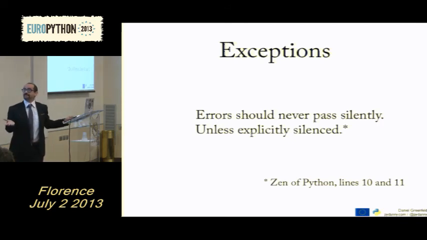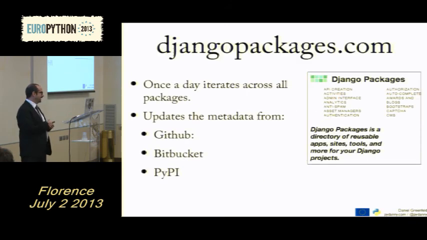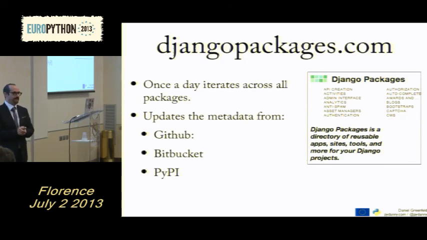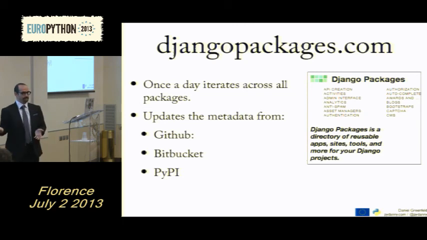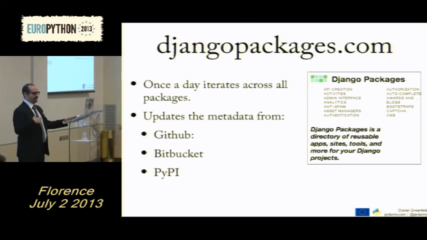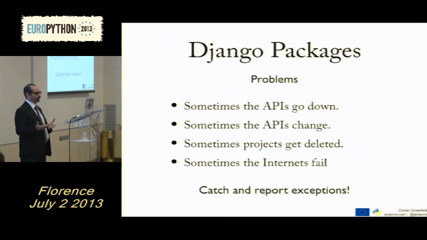So in Python, this is the Zen of Python statement about it. We shouldn't ever have silent exceptions unless we explicitly silence them. And I'm going to bring up a project that I maintain with Audrey called Django Packages. It's an adjunct to the Python Package Index, but for Django. It's a big catalog and index of all the Django packages that people have entered. And it hits GitHub, Bitbucket, the Python Package Index, and gives you metadata so you can figure out what you want to work with.